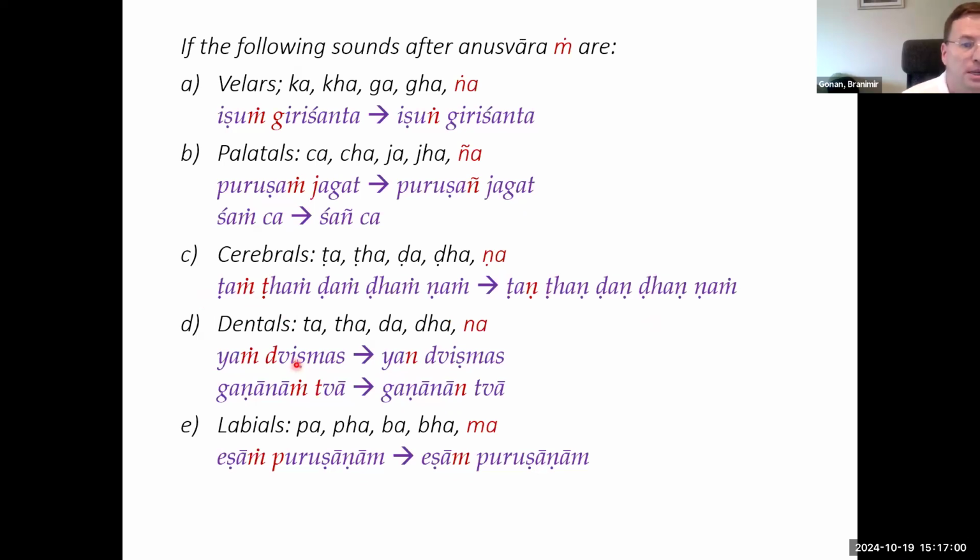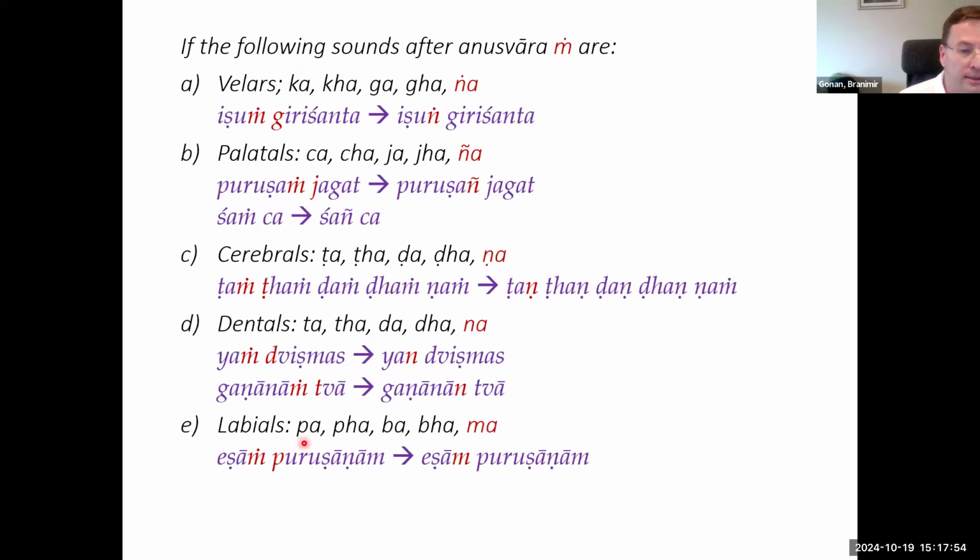You see how we struggle. So we should change this into the following cerebral sound. We change anusvara into the cerebral nasal pair, which is n: tan, dhan, dan, dhan, nam, right? Dentals: ta, tha, da, dha, na. Dentals are pretty easy. Yan dvishmas, yan dvishmas. You see when this anusvara changes into n, your tongue is touching the teeth, meaning that you are ready to utter the following word. Gananam tva, again from Ganapati Prarthana. Gananam tva doesn't fit, right? So we need to change it into Gananam tva to get this smooth flow.